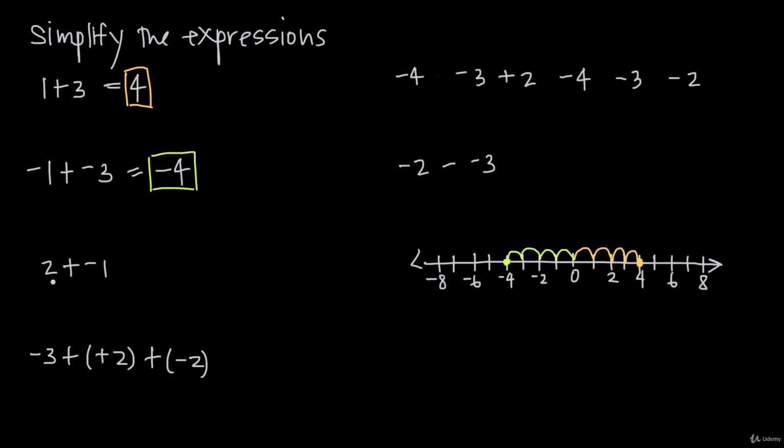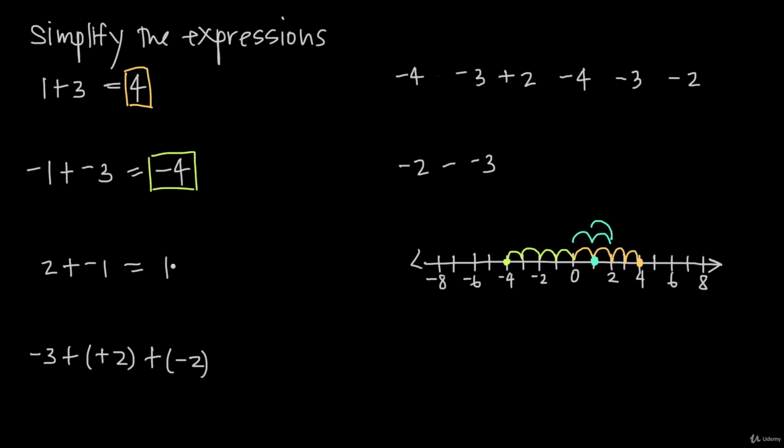If on the other hand here we have a positive 2 plus a negative 1, so we have a positive number added to a negative number, what we're going to do is start at positive 2. That means that we start at the origin and we move to the right in the positive direction 2 units. Then we add to that a negative 1, which means that we're going to go back to the left 1 unit. So we go back to the left 1 unit, and we end up right here at positive 1. So positive 2 plus a negative 1 is going to be equal to a positive 1.